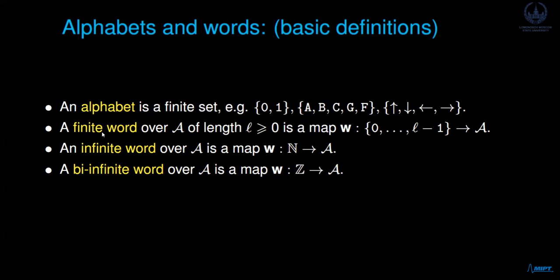Next, we define a finite word. A finite word over an alphabet A of length L greater than or equal to 0 is a map w from the set {0, ..., L minus 1} to the alphabet A. In simpler terms, this means a finite sequence of symbols with a length determined by L.